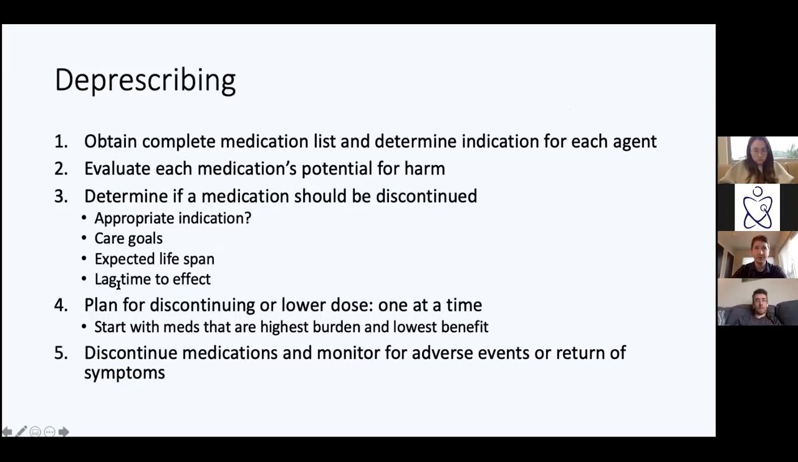So, you want to do a good med rec, think about the indications, look at each med and see if it's causing harm. And then think about that in the context of the goals of care and evidence that we talked about earlier. Pick the most dangerous meds first, and then go down the list over time. And you want to do it in a stepwise fashion normally, unless you feel like you could discontinue multiple meds at once safely.